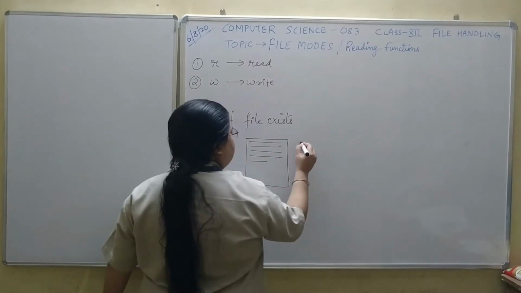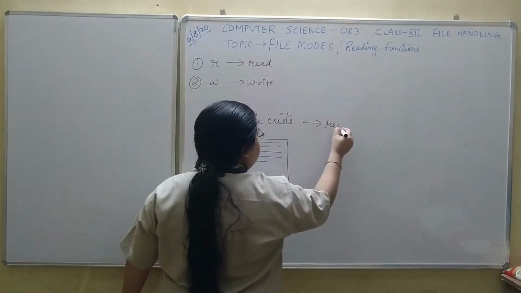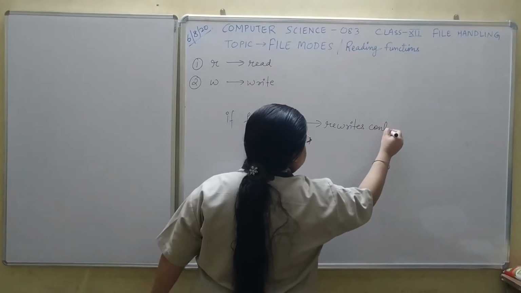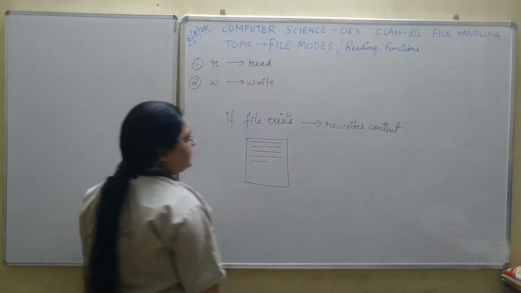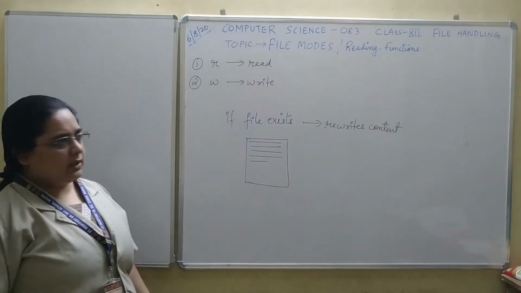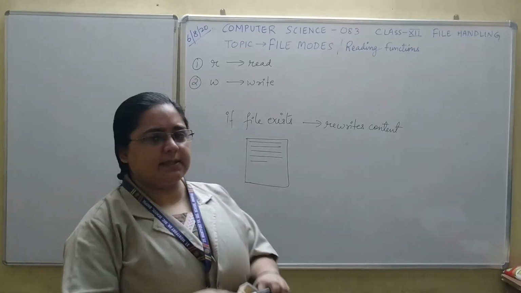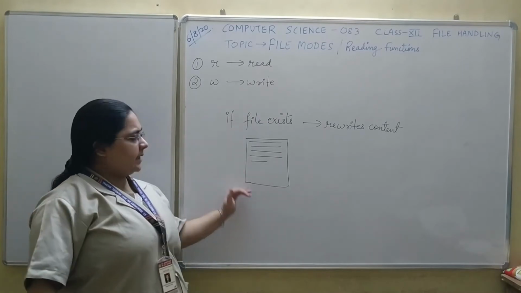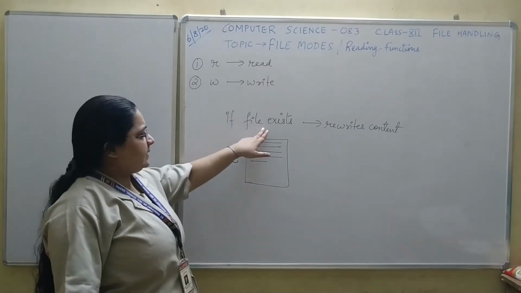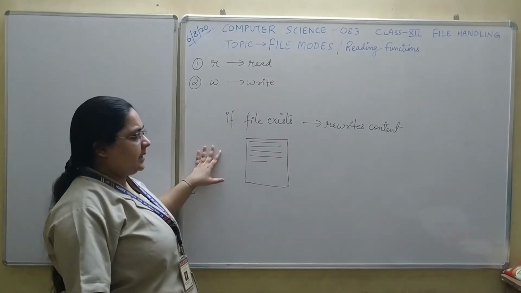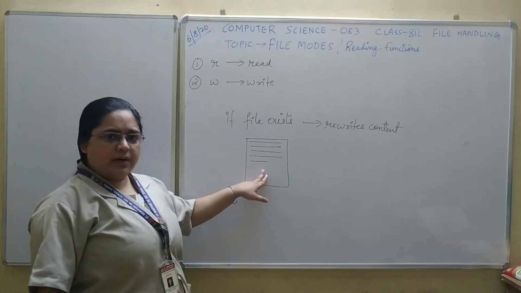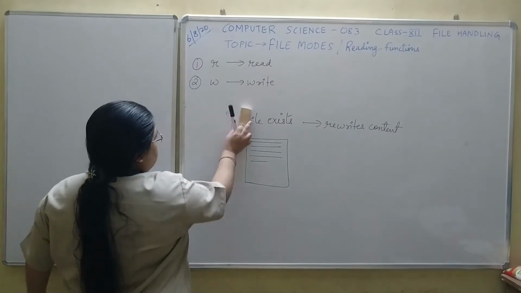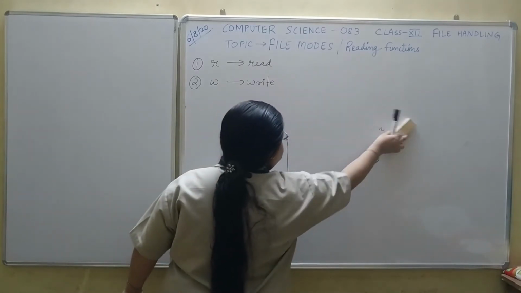So it basically rewrites content to the file. Okay, if your file doesn't exist, it will create the file. And it will write the content to the file. If your file exists, it will remove all the previous content and overwrite it with the new content. So this is the write function.